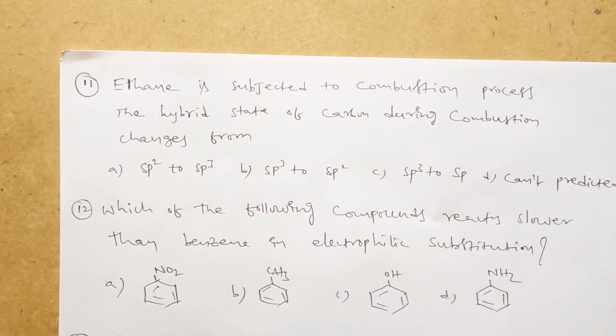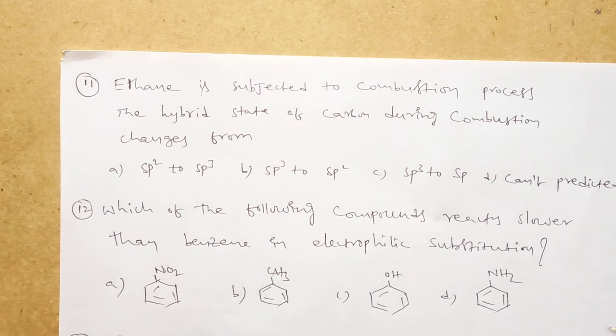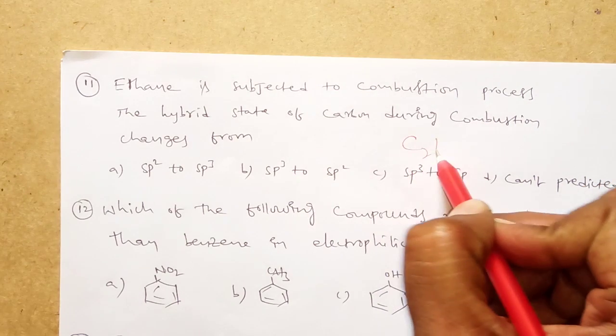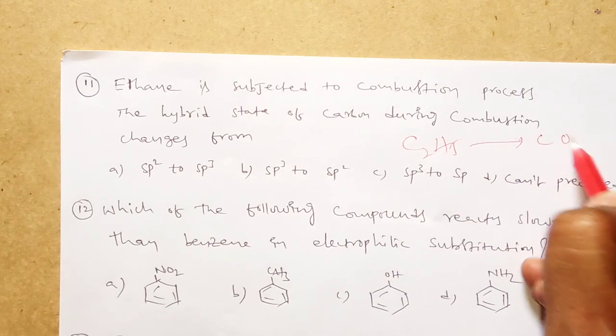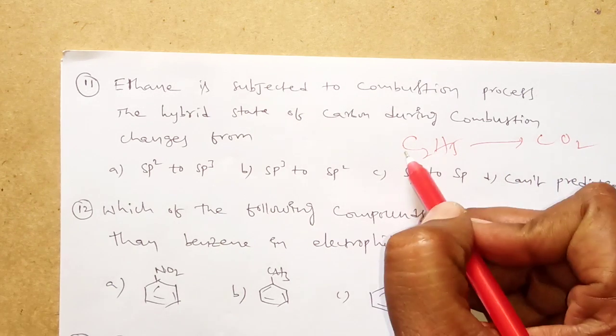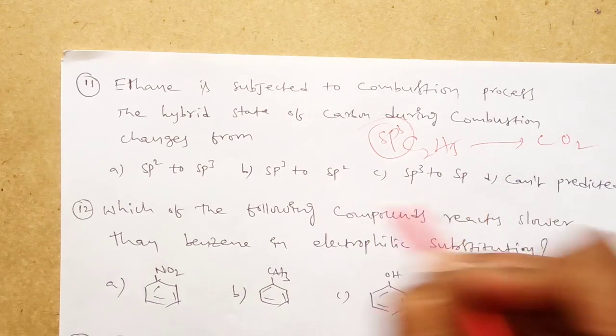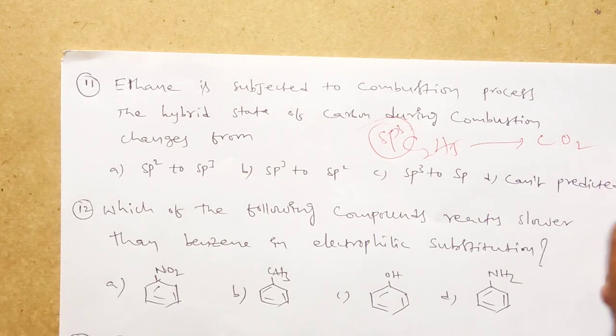Now ethane is subjected to combustion process. The hybrid state of carbon during combustion changes from what? So combustion reaction is nothing but hydrocarbon with oxygen forms carbon dioxide and water. So here ethane, C2H6, gives CO2. C2H6 is nothing but an alkane, it is sp3. CO2 is nothing but C double bond O.